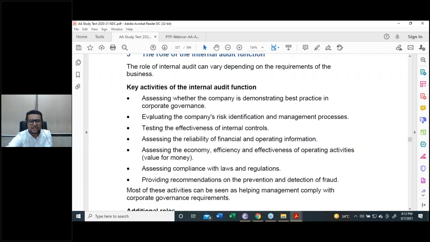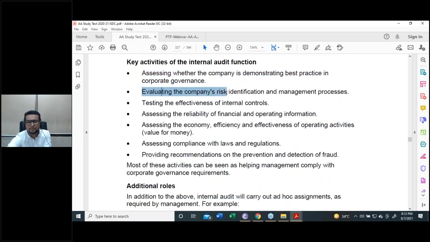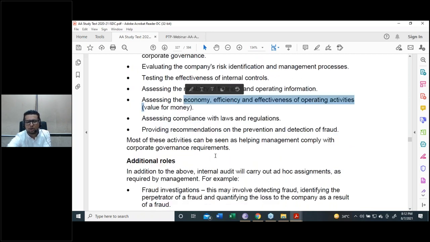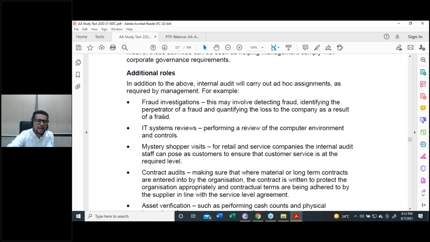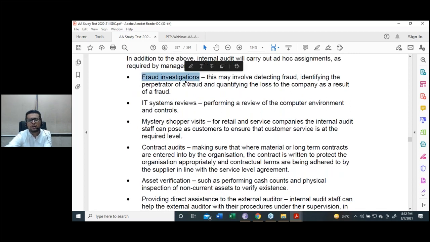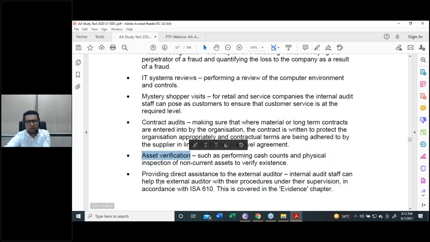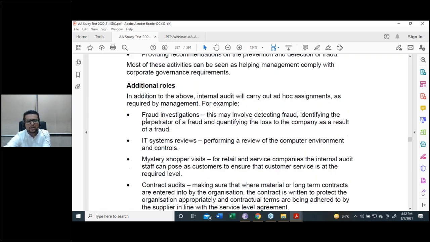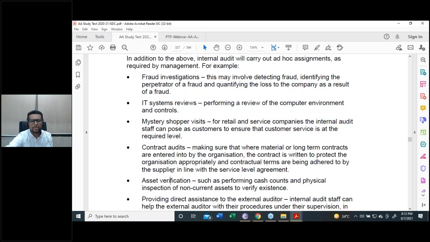Okay, what activities do the internal auditors usually perform? They assess the company's corporate governance, they assess the company's risk, they assess the company's internal controls, they make sure that the company is performing things with value for money, that is economy, efficiency and effectiveness. The examiner could ask you what additional roles could be taken by the internal auditor. Number one, fraud investigation. Number two, IT system review, mystery shopper visit, contract audits, asset verification assignment, or any other help to the external auditor. These are the additional roles taken by the internal auditors.